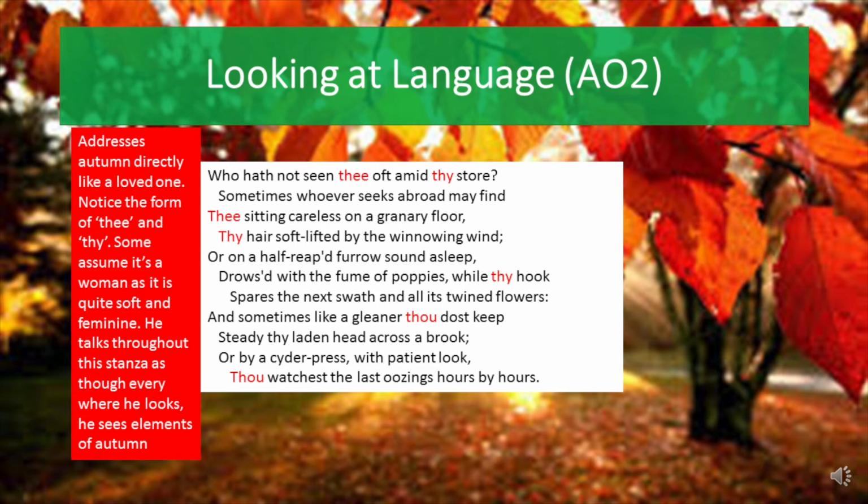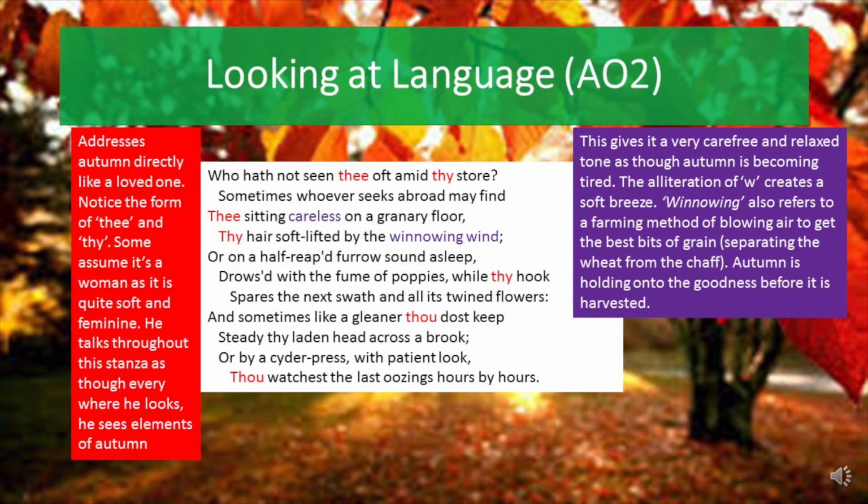So he really is tracking that idea that autumn is real and is almost a person, someone that we love, or something that we love, through the use of thee and thy, which is a term of endearment, instead of using the word you.